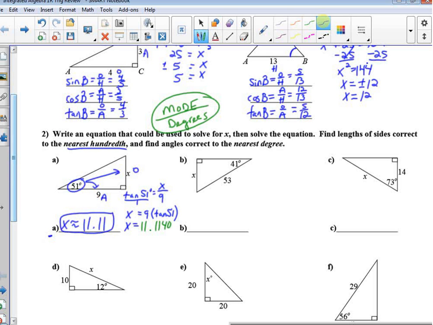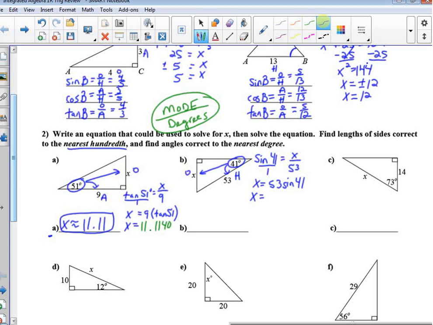All right, on the next one, I'm going to circle the 41. And again, look here. The x is opposite the 41. And the 53 is adjacent, but because it's opposite the right angle, it's a hypotenuse. So which trig function would we work with that has an opposite and a hypotenuse? That would be sine. So the sine of 41 should equal x over 53. So that's the equation. And then I'm going to, again, cross multiply and get x equals 53 sine 41.